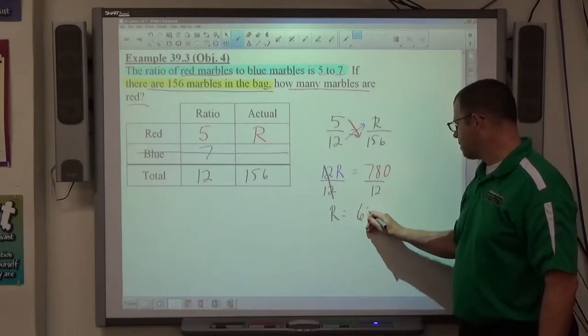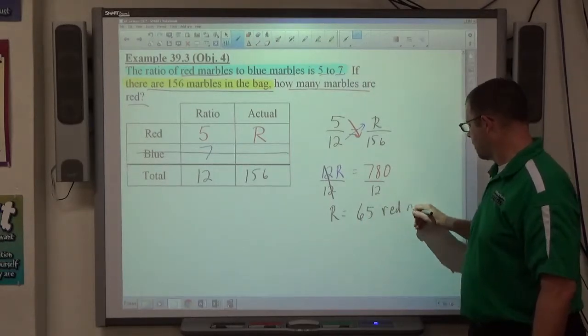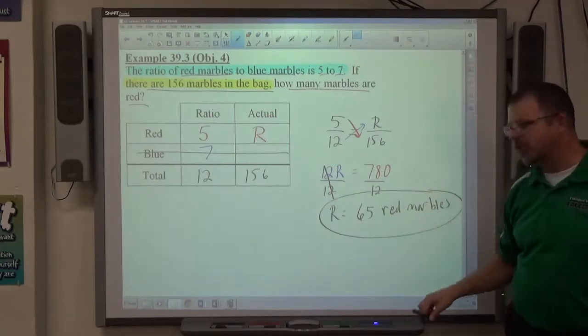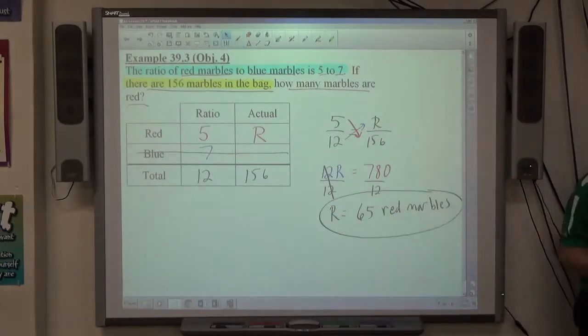Is that what your calculator said? Yeah, 780. Okay. And if 12R is equal to 780, we simply divide both sides by 12. That gives 65. 65 red marbles. If it came out to a decimal, round it to the nearest whole number. We're dealing with marbles here, so we don't want half a marble or something like that.